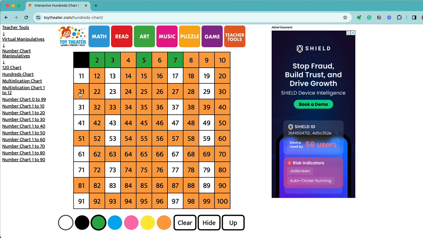21 is taken care of. 35 is taken care of, but not 49. Right? So 49 is a multiple of 7, so therefore you have to take care of it. What about 7 times 9? 63 is taken care of.